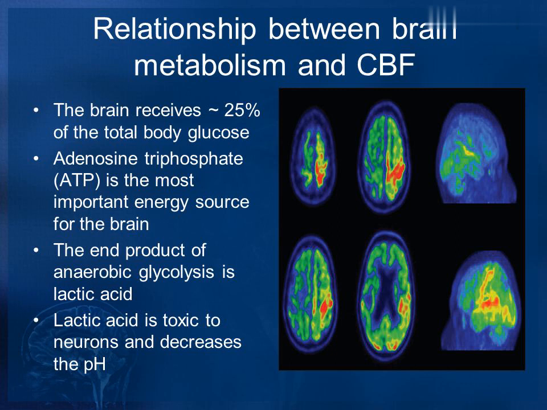Relationship between brain metabolism and CBF. The brain receives 25% of the total body glucose. Adenosine triphosphate, ATP, is the most important energy source for the brain. The end product of anaerobic glycolysis is lactic acid. Lactic acid is toxic to neurons and decreases the pH.